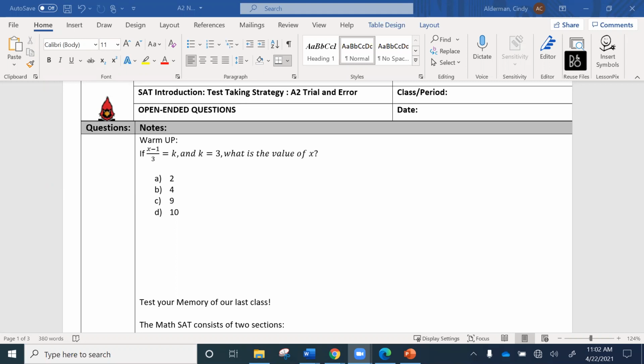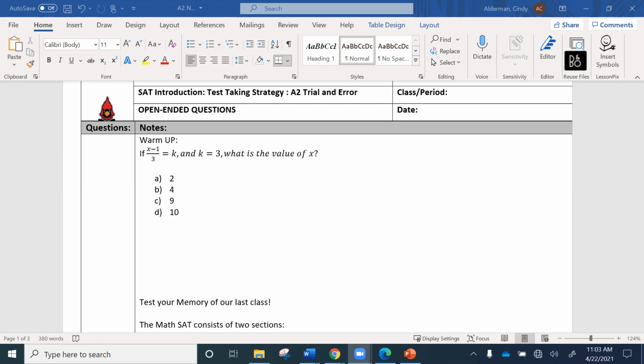Let's start with a little warm-up today. Last class, the last couple classes actually, we learned about the trial and error test taking strategies. And you might think that only a multiple choice question can be used with trial and error, but I'm going to show you today how you can use this trial and error method with grid-in or open-ended questions as well. But first, let's review. So here's your warm-up.